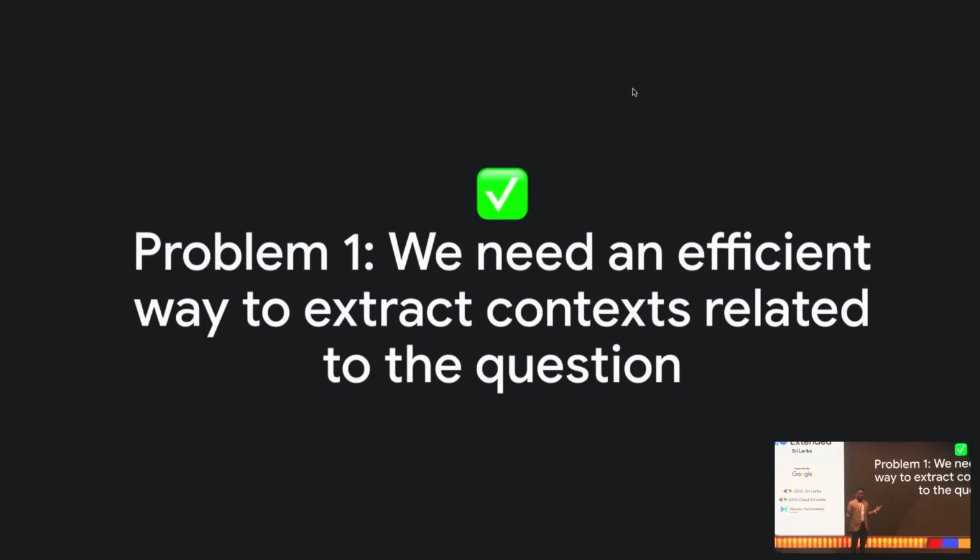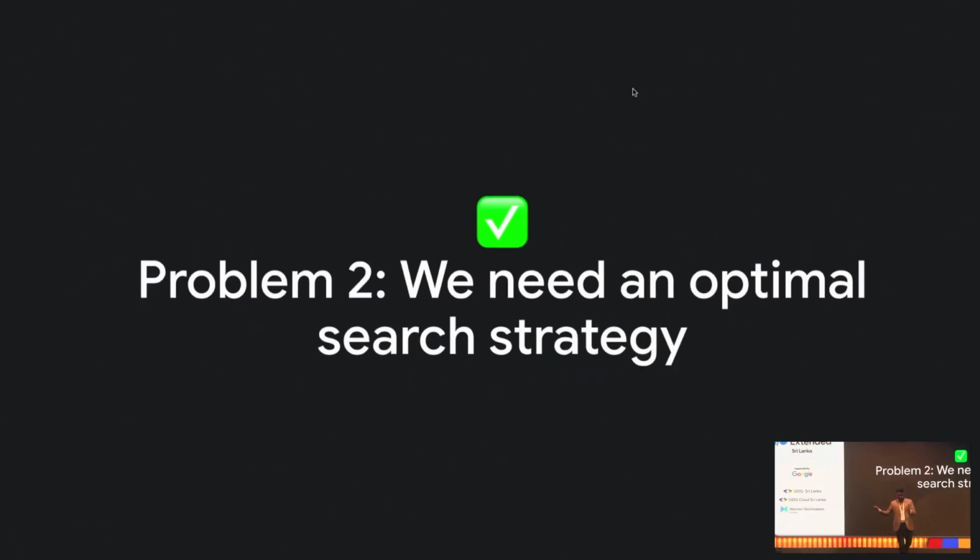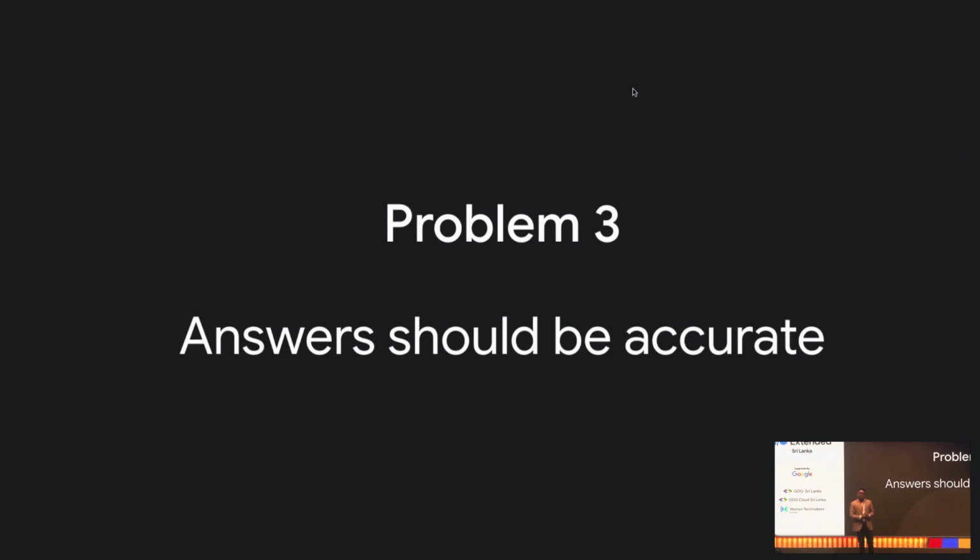So the first problem is solved. We needed an efficient way to extract context related to the question. Okay. The second problem is also solved. We needed an optimal search strategy, done. But we had a third problem here, that the answer should be accurate, right?